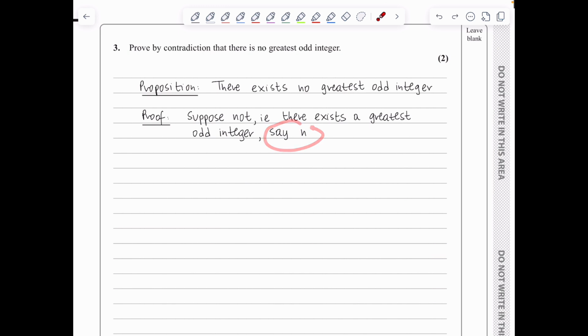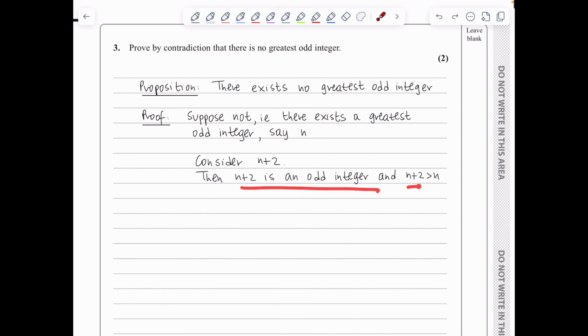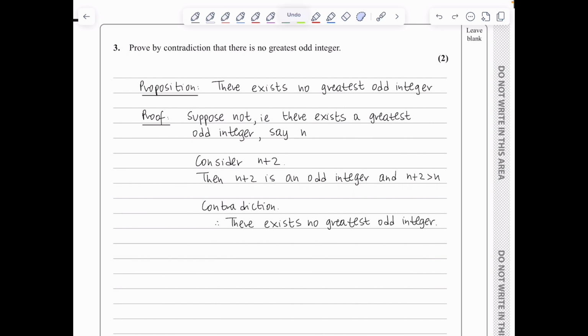So if we just consider n plus 2, what we know for n plus 2 is that it is certainly odd because it is 2 more than n, where n was odd. So n plus 2 is an odd integer, and certainly n plus 2 is greater than n. This violates the fact that n was the greatest odd integer that existed. So this is a contradiction, and we conclude that there exists no greatest odd integer.